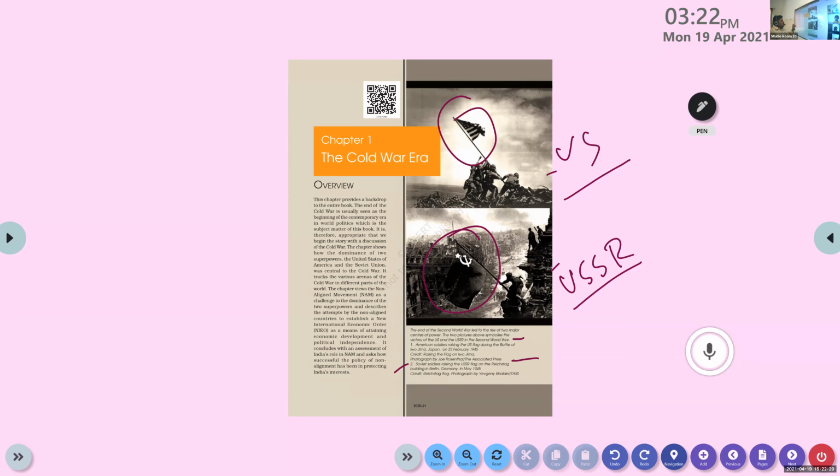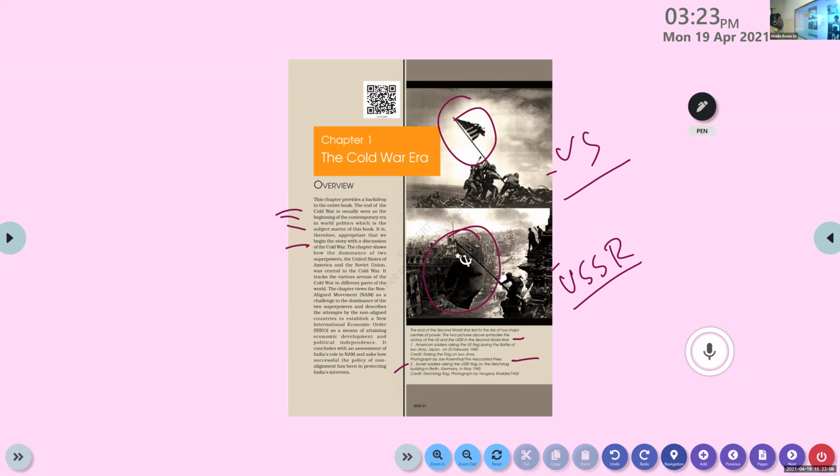The end of the Cold War is usually seen as the beginning of the contemporary era in world politics, which is the subject matter of this book. So you can see that the end of the Cold War marked the beginning of the contemporary period, the beginning of the present era in world politics. It is therefore appropriate that we begin the story with the discussion of the Cold War. So before starting the discussion of the current era, we want to discuss the Cold War and how the countries participated in the different power blocks.